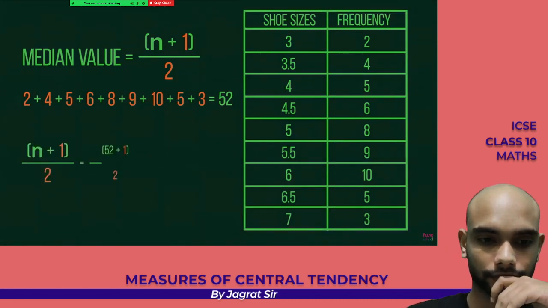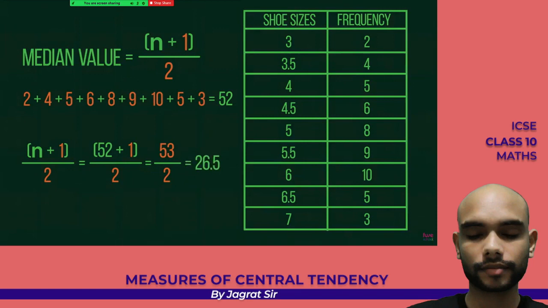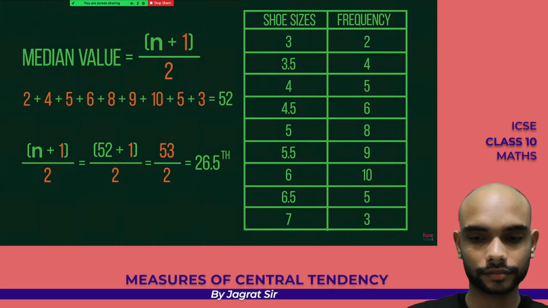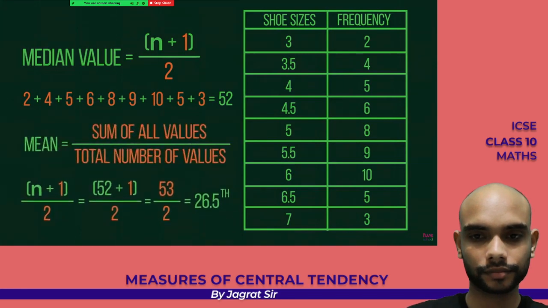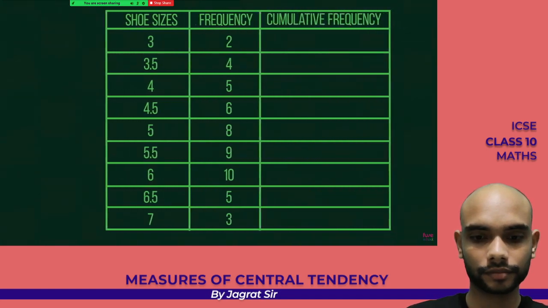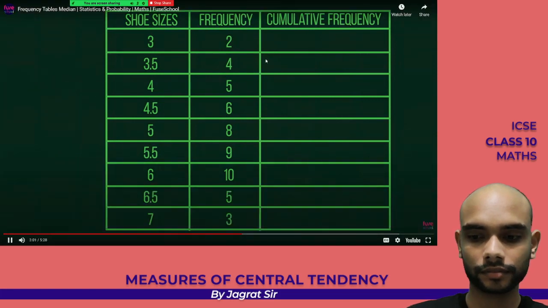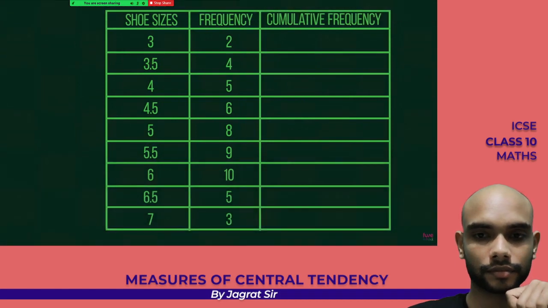Substituting 52 in as the value n gives 53 divided by 2, the answer to which is 26.5. This means that the 26.5th position is the median. We are able to find the extra 0.5th value by taking the value that would sit between the 26th and 27th positions. We do this by finding the mean of these values. To identify the 26.5th position, we need to add a column to our table called cumulative frequency. Cumulative frequency is the total of values up to that point.